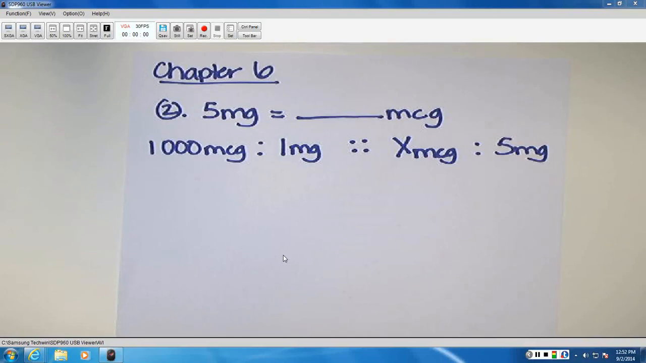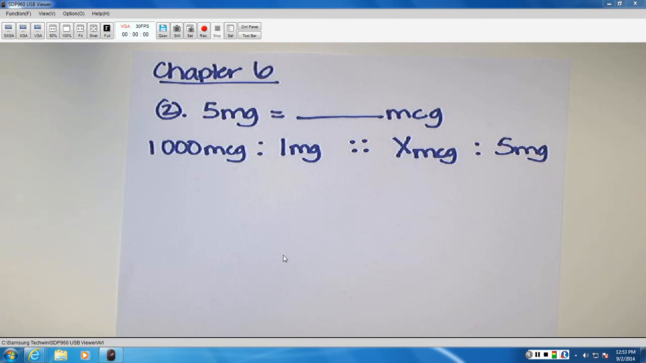Today we're going to go over chapters 6, 7, and 8. Chapters 6, 7, and 8 are all very similar. Basically, we're doing the exact same thing. We're going to be working out proportions. So if chapter 5 proportions came easy to you, then chapters 6, 7, and 8 are going to come very, very easy to you as well.